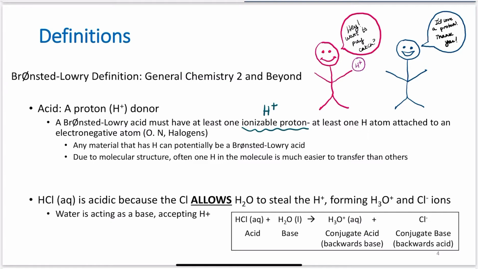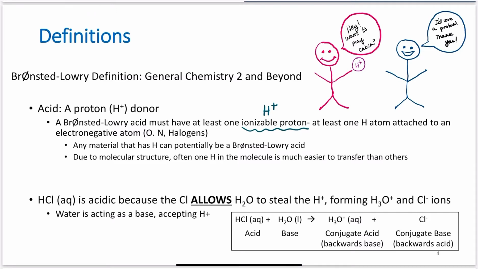Any material that has a proton can potentially be a Bronsted-Lowry acid. Due to molecular structure, often one hydrogen in the molecule is much easier to transfer than the others. So we need to pull back in chapter 10 and chapter 11. We start looking at the geometric structure of these as well and see how likely is it to lose that proton. Is it stabilized by resonance if it loses that proton?